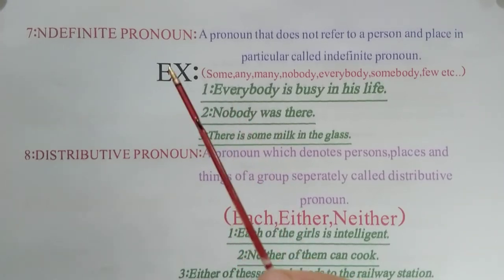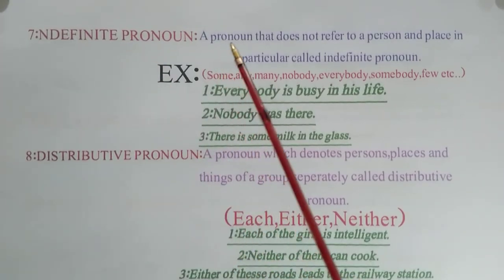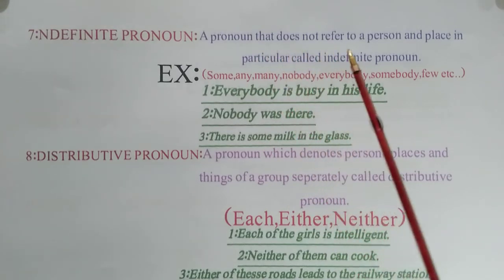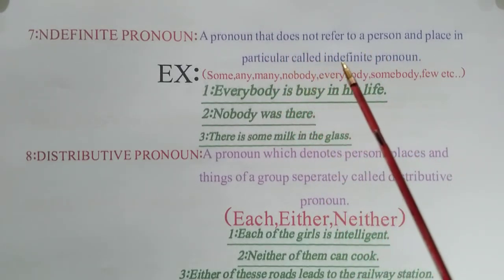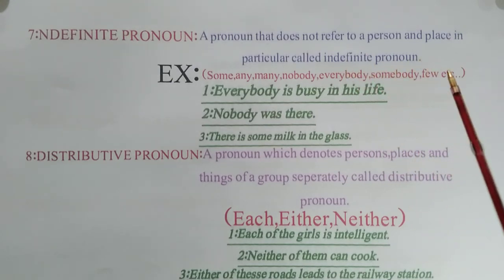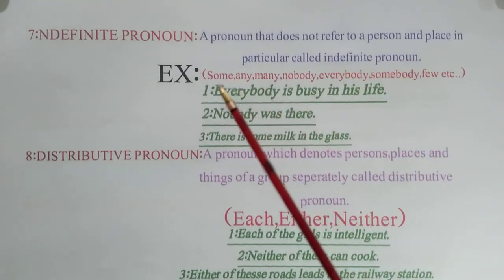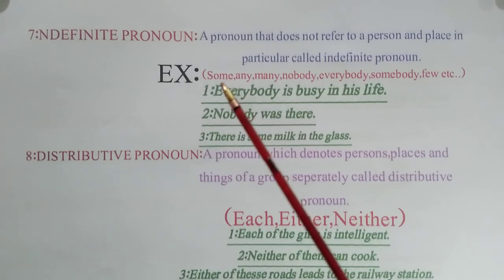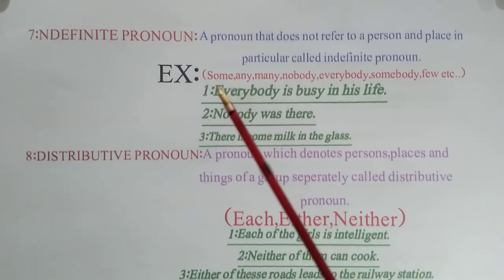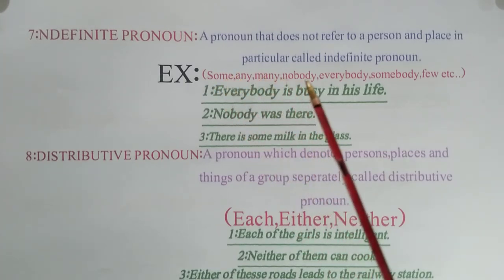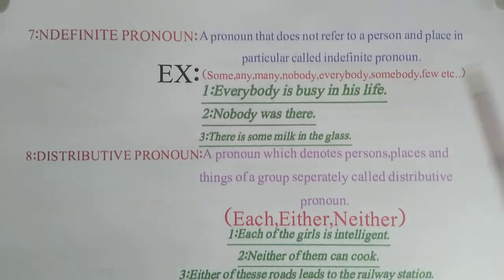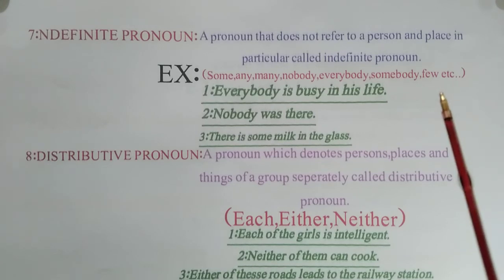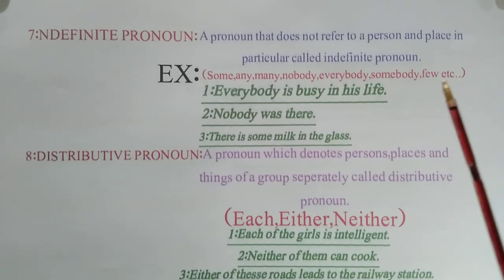On seventh number, we have indefinite pronoun. A pronoun that does not refer to a person or place in particular is called indefinite pronoun. Now let's understand through example. Some, any, many, nobody, everybody, somebody, few, etc. Indefinite pronouns are more in number, so I have mentioned some of them.